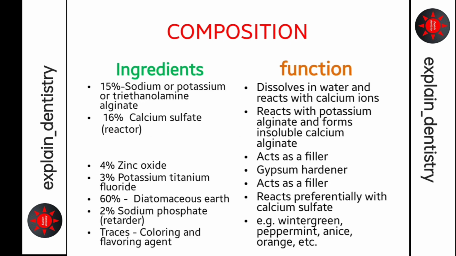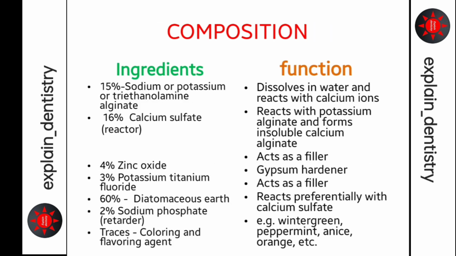Composition, the ingredients and their functions. We need to know about this so that we will understand the setting reaction. The first ingredient is 15% sodium or potassium or triethanolamine alginate. Its function is to dissolve in water and react with calcium ions. Second is 16% calcium sulfate. It is a reactor. It reacts with potassium alginate and forms insoluble calcium alginate.